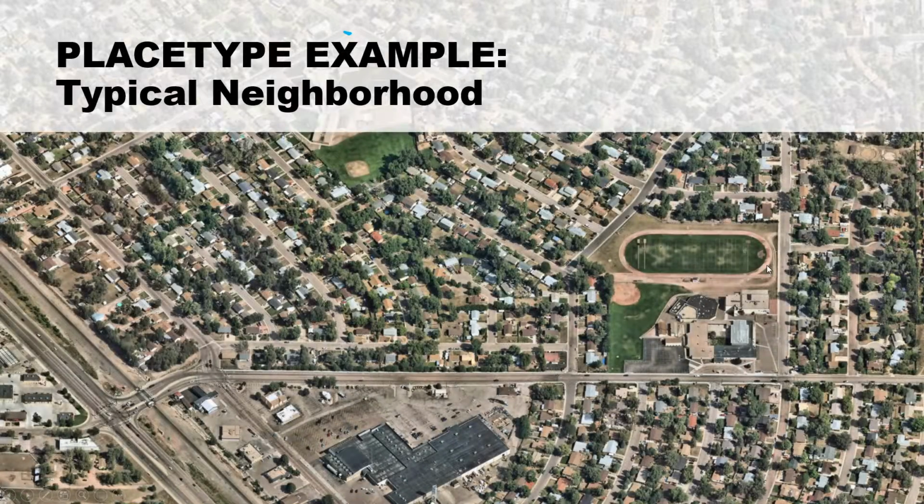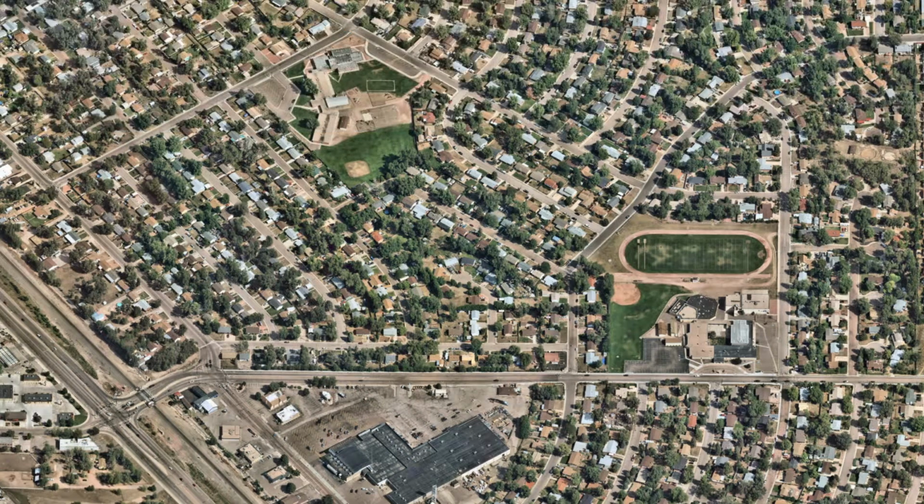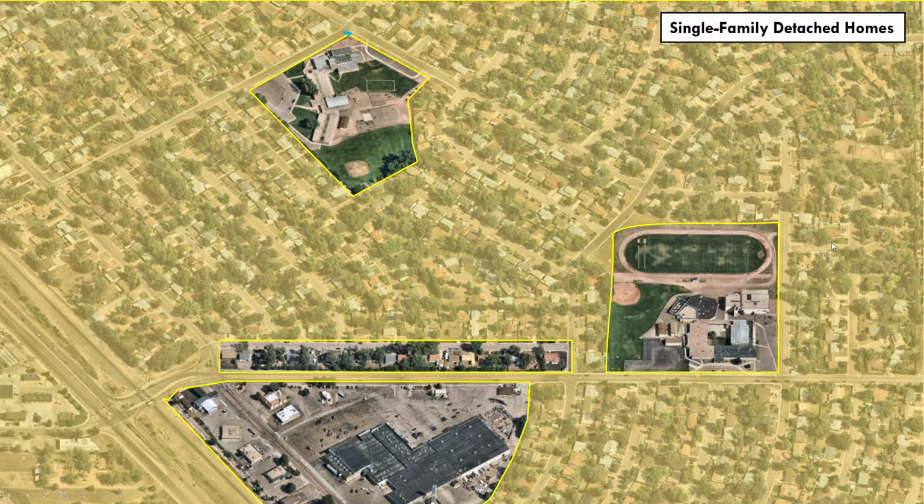So let's take a look at what could be classified as a typical neighborhood or a typical neighborhood place type. If you look at the photograph on the screen right now, this could be reflective of what some would think of as a typical neighborhood. Let's take a look at this typical neighborhood. The predominant use is single-family detached homes. By area, it is predominantly, overwhelmingly, single-family detached residential.